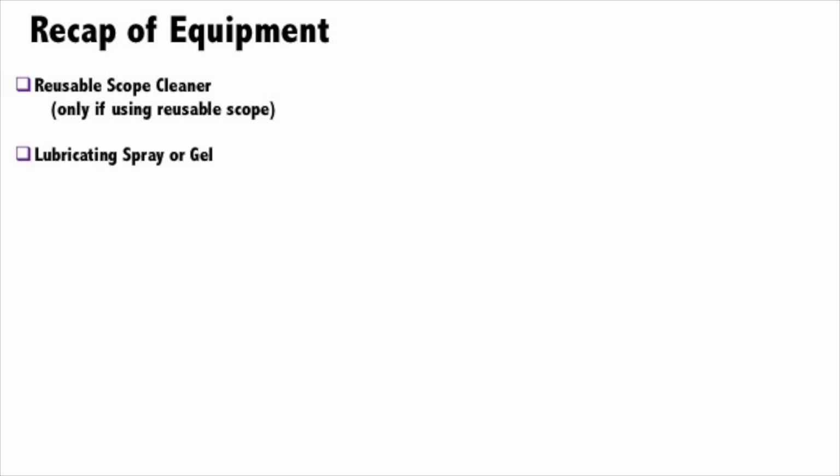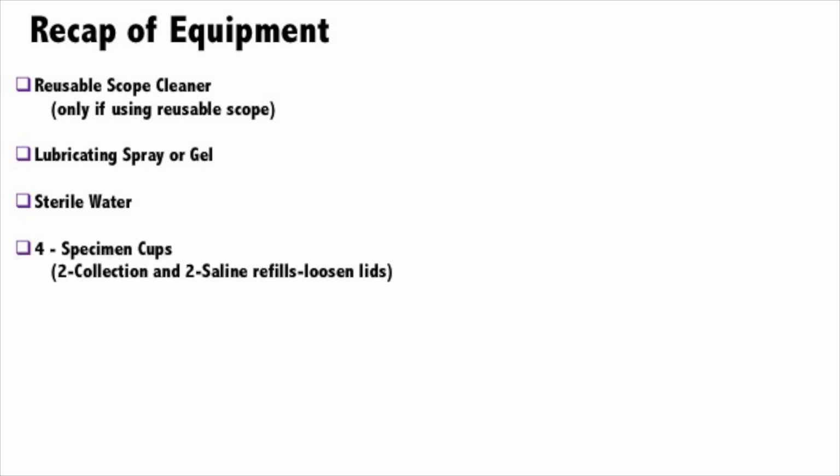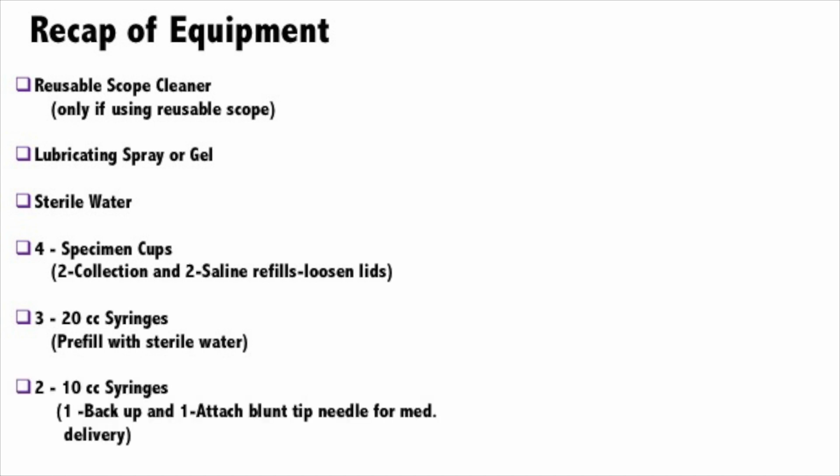So just to recap the necessary equipment you should gather, includes a reusable scope cleaner. This is only used if the scope is reusable. Lubricating spray or gel. A large bottle of sterile water. 4 specimen cups. 2 will be used for collection, and 2 you will use and fill with sterile water, and you will loosen the lid so it's easily accessible. 3 20cc syringes, which will all be pre-filled with the sterile water. 2 10cc syringes. 1 will be used as a backup, and 1 you will attach a blunt tip needle, and this is used for medication delivery.